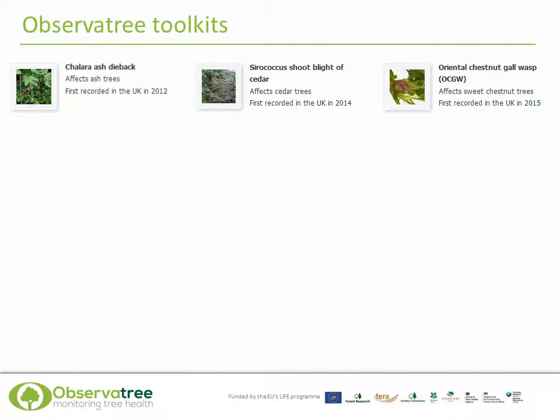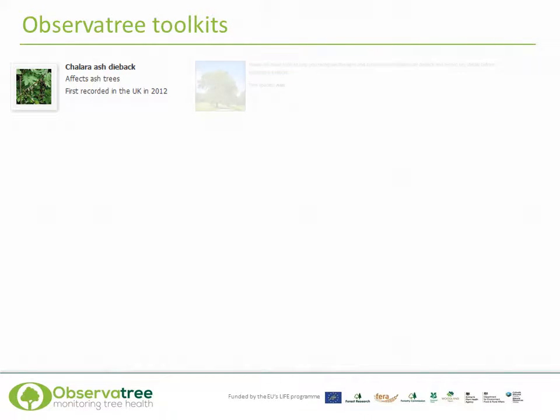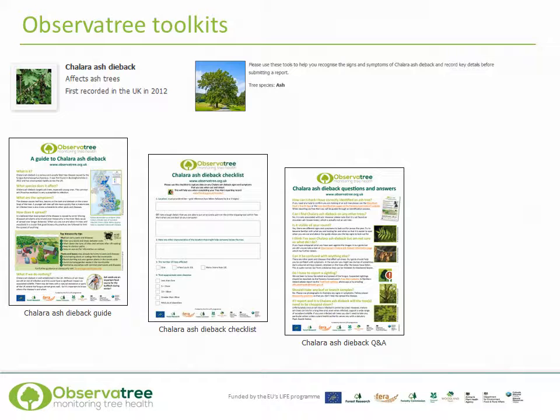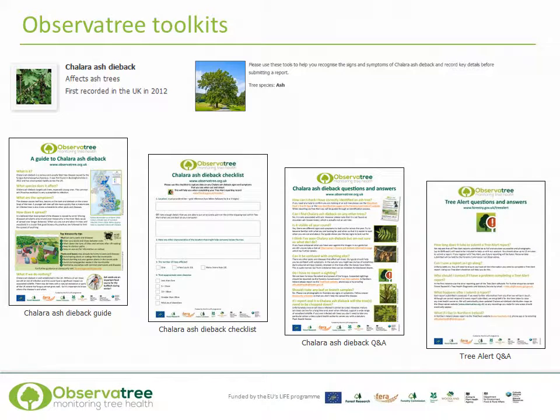To support you in looking out for and reporting any signs of tree disease, Observatree has created several specific toolkits to help you recognise signs and symptoms, as well as document key information. Each kit provides information on the hosts and then provides a number of resources that will help you identify and record the problem, including guides, checklists, and Q&As. A wide range of further information exists on these tree pests and diseases, and signposts and links are provided.